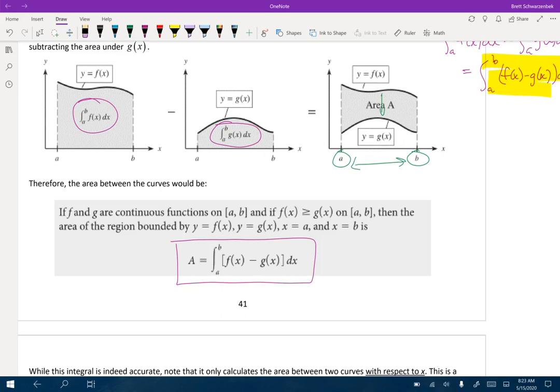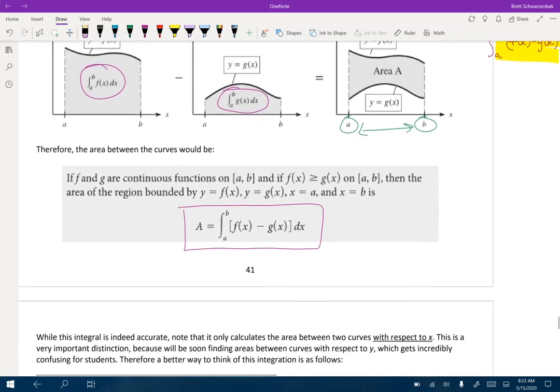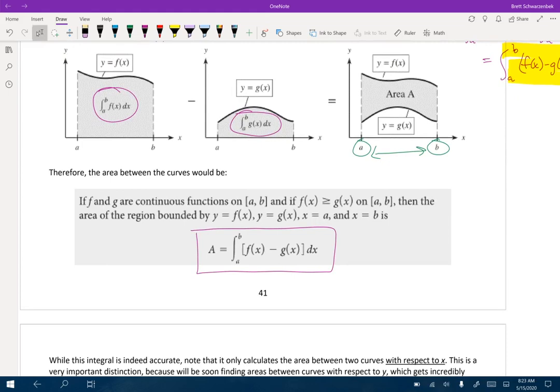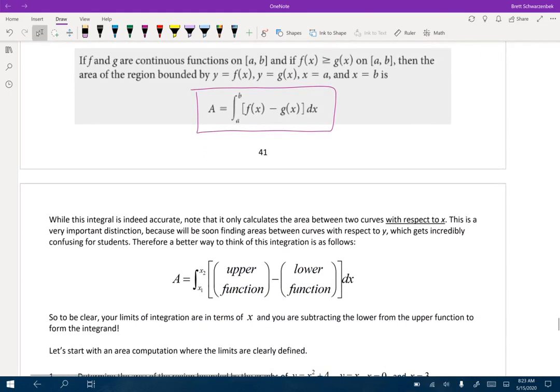Why do I point that out? Because in a couple pages into this, we're going to be taking curves now from left to right that have values of y over here. So just in the beginning, just realize that this is strictly with respect to x. So if you turn us, we're sticking with respect to x.